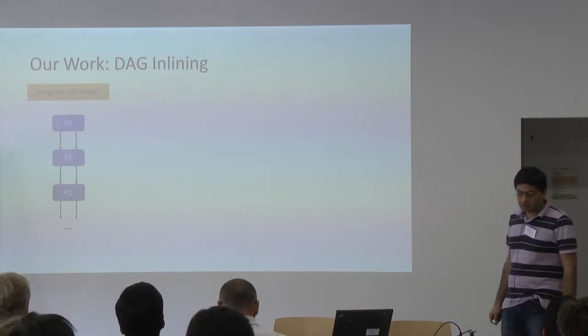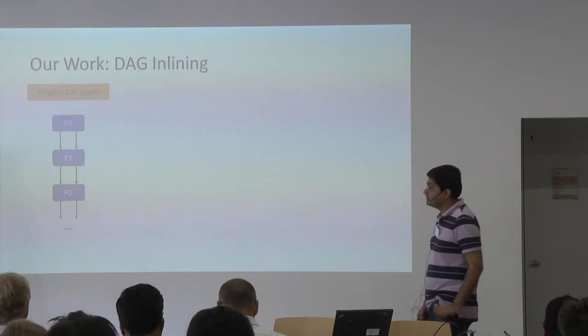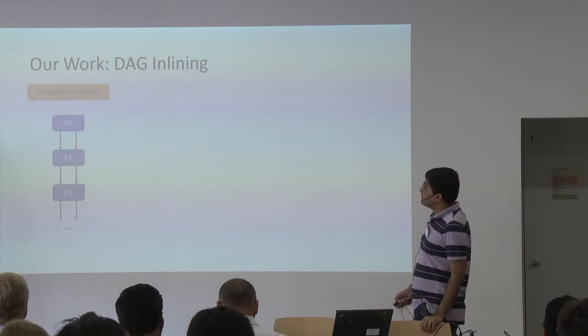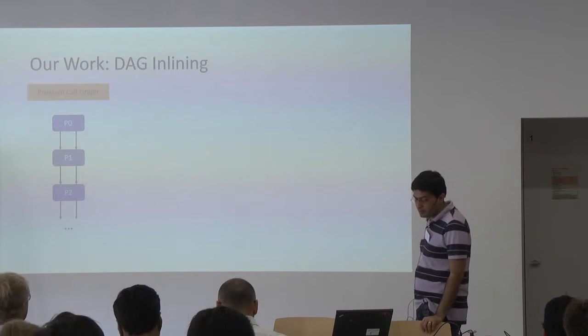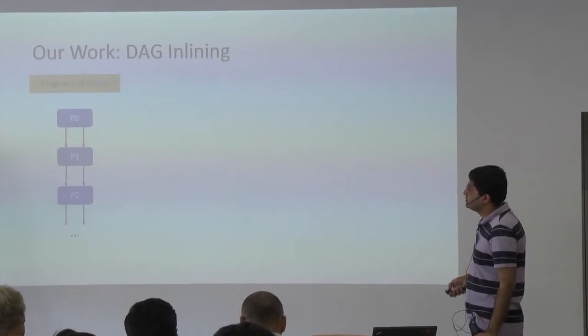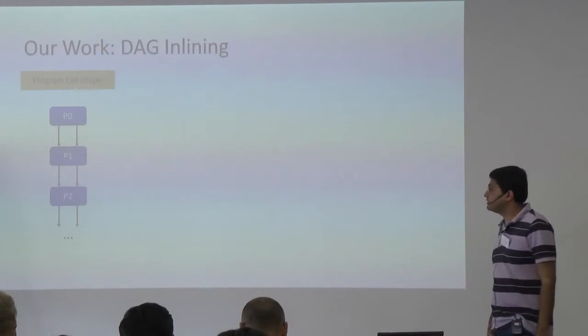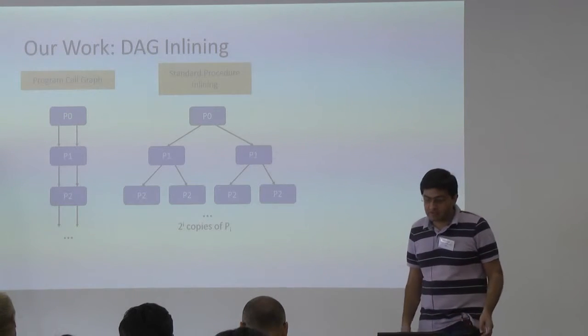And so in our work, we try to address this complexity. So let's take a program with the following call graph. You have procedures P0, P1, P2, and so on. P0 calls P1 twice. So that's what these two arrows mean. P1 calls P2 twice, and so on. And when you start inlining, this is where you see the exponential explosion.